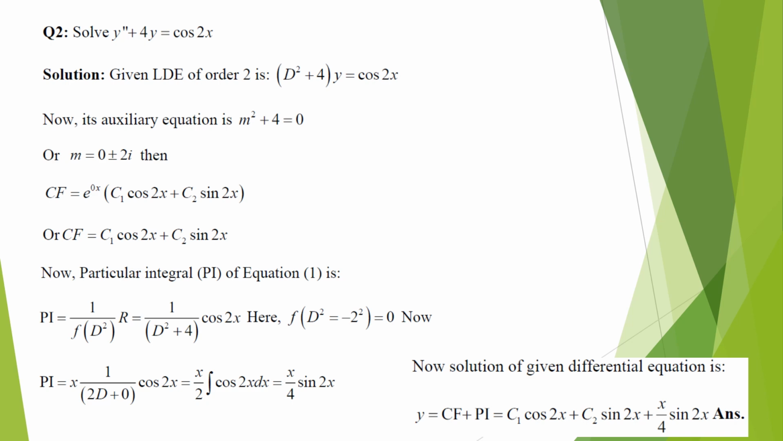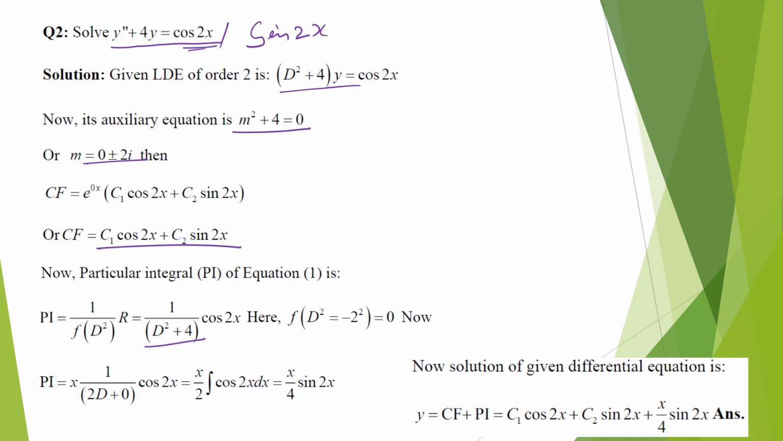Now we are considering the second example. For this, y double dash plus 4y is equal to cos 2x. In the previous question we had a sine. Now over here we have a cos 2x. If it is sin 2x, the process and rule will be the same. D square plus 4, the auxiliary equation will be m square plus 4, m is complex, then the CF will be C1 cos 2x plus C2 sin 2x.